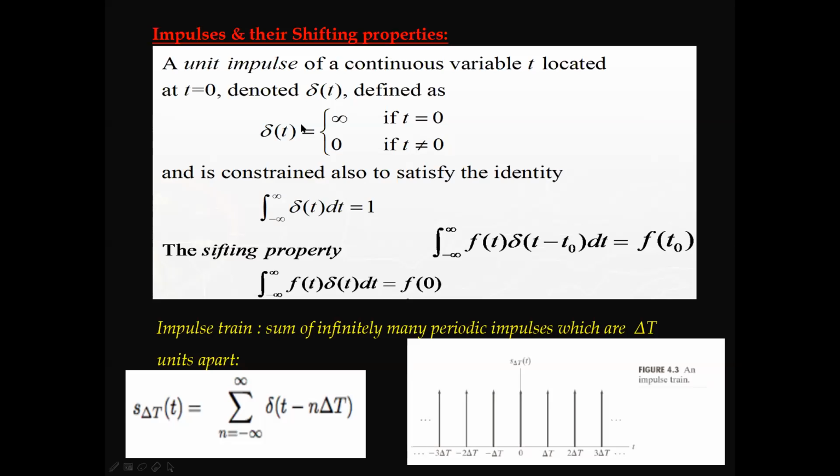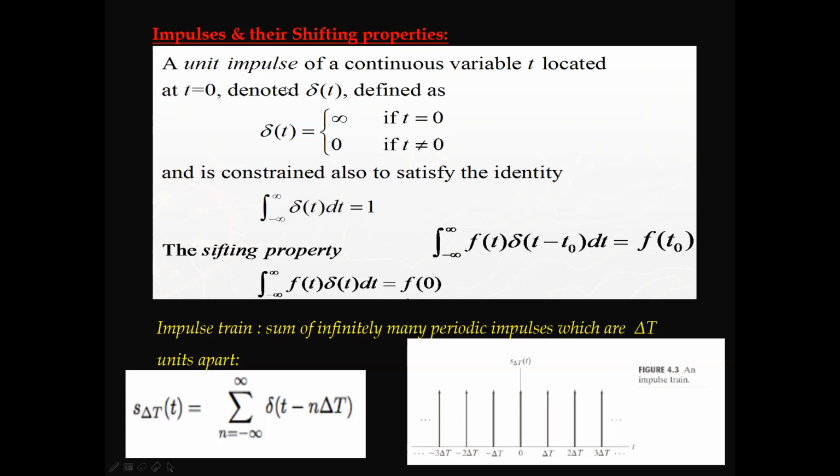Now coming to the impulses. What is the impulse signal in the continuous case as well as in the discrete case? The unit impulse of a continuous variable t located at t equal to 0 is denoted delta of t and is defined as delta of t equal to infinity if t equal to 0 and equal to 0 if t not equal to 0.